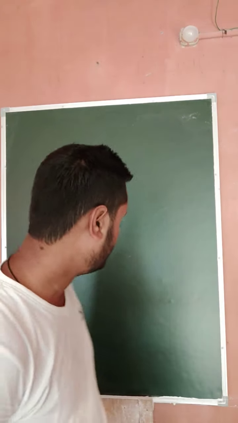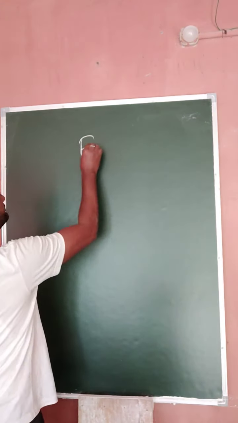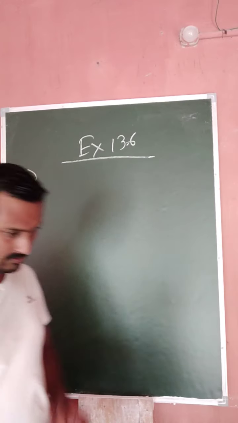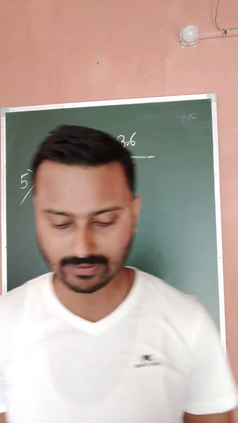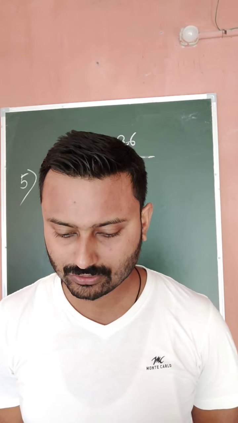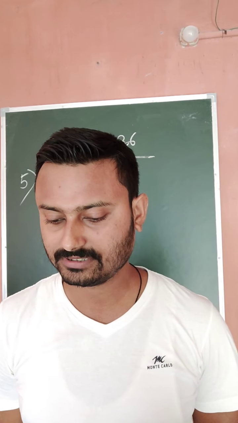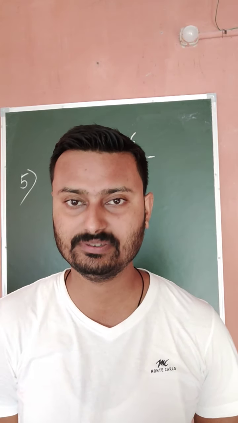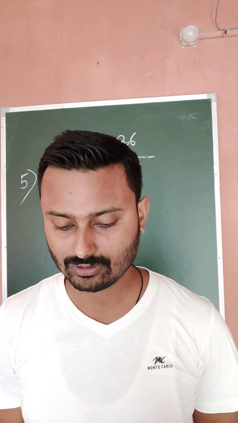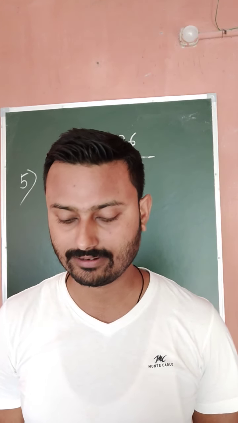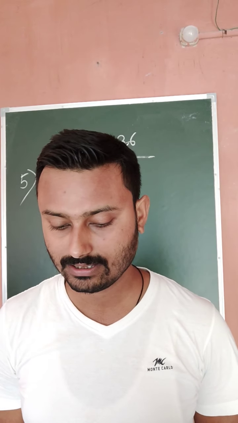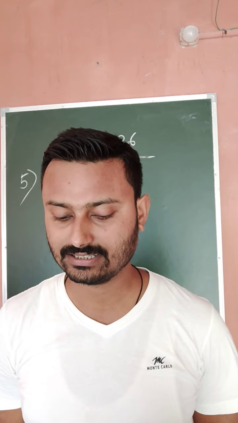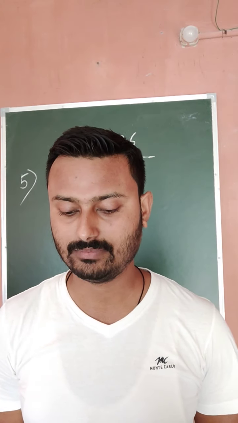I'll start today's class from question number 5, exercise 13.6. Question number 5 is given: it costs rupees 2200 to paint the inner curved surface of a cylindrical vessel 10 meter deep. That means the height is given, h is 10 meter. If the cost of painting is at the rate of rupees 20 per meter square, find number 1, the inner curved surface area of the vessel, number 2, the radius of the base, and number 3, the capacity of the vessel.